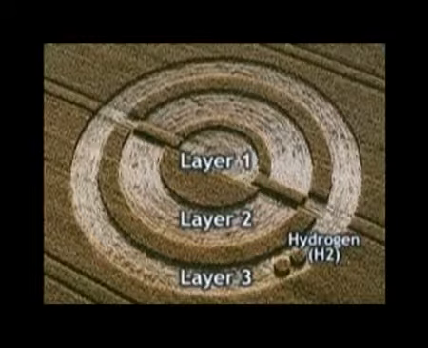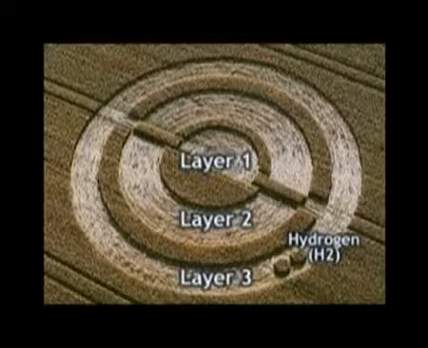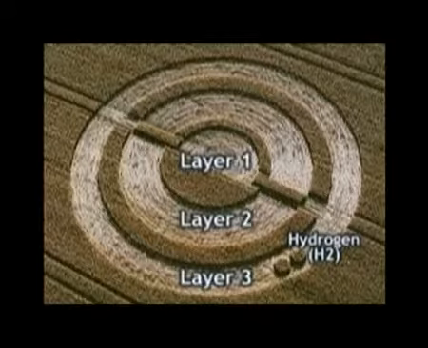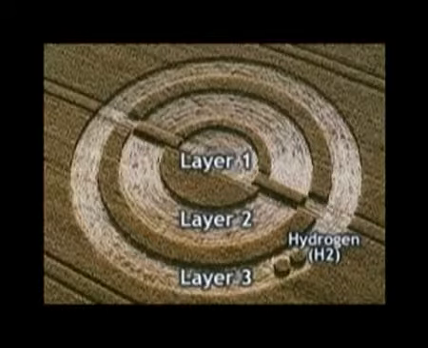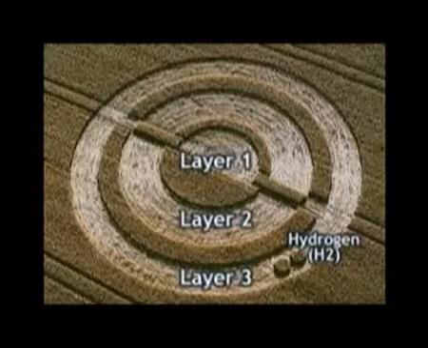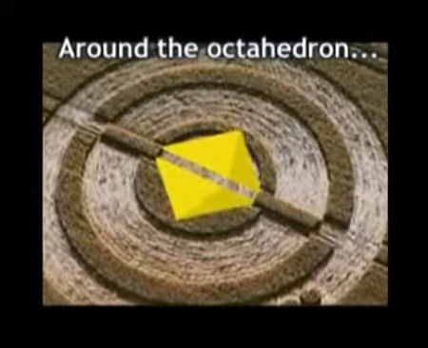Layer 1 is the core, the place of the octahedron. Other layers are also visible in this design. Notice hydrogen is represented in layer 3, the two dots in the bottom right. There is a gap where the bases of the pyramids meet.